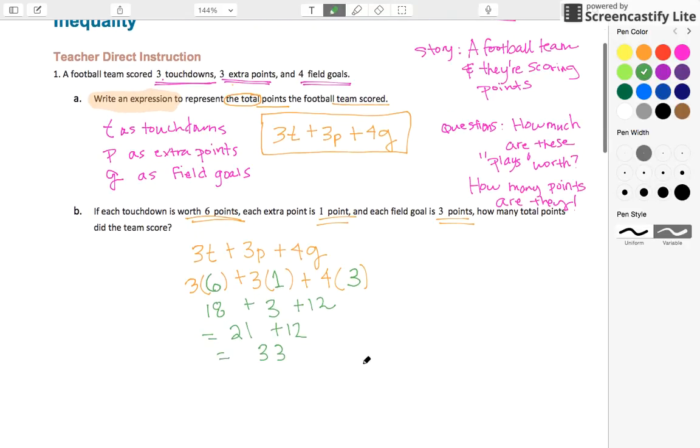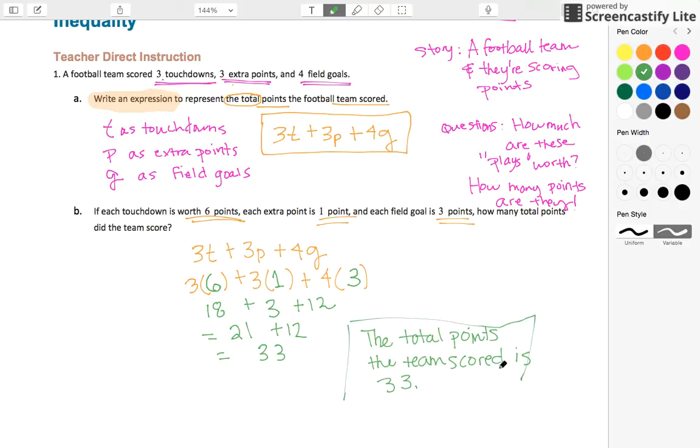Okay, so we can say that the total points the team scored is 33. Okay. Oops. Sorry, my pencil's kind of weird.